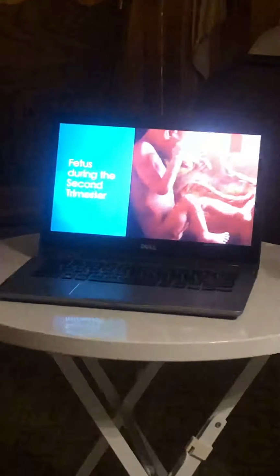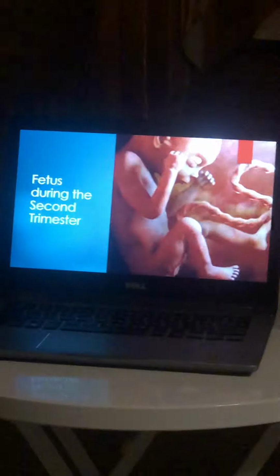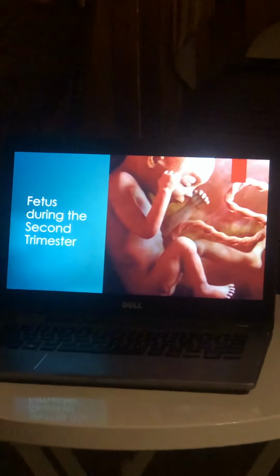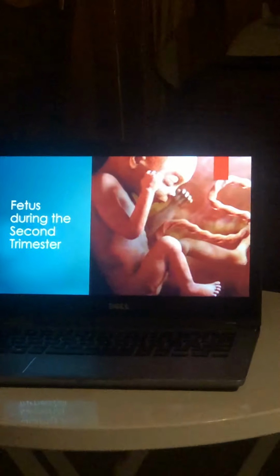And here is a slide of the fetus during the second trimester. This is weeks 13 to 28, and the fetus continues to grow and limbs are more developed. Bones are beginning to harden, and the sex of the baby is defined. The mother can feel the movement, and it's called quickening, and the baby starts to develop the eyelids, hair, nails, and eyebrows.